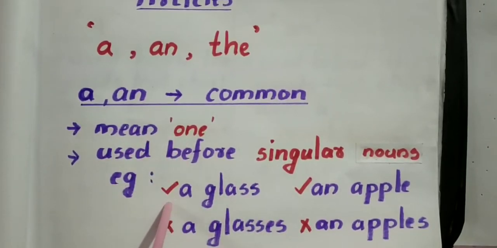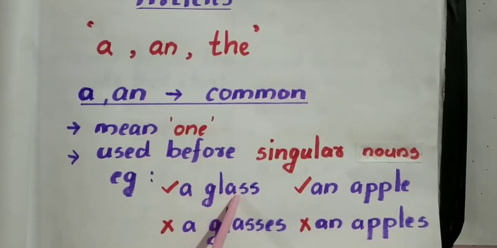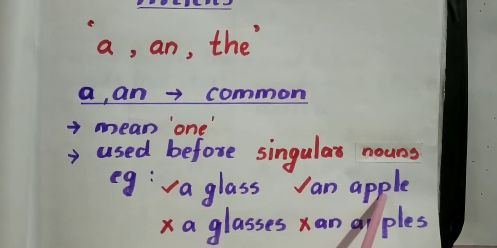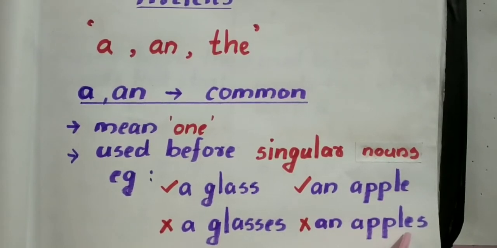For example, a glass. Glass is a singular noun. It is one, so we use a. A glasses is wrong because glasses is a plural noun, so we won't use a with a plural noun. A is used with singular nouns only. Likewise, an apple. It means one apple. An apples is wrong because apples is a plural noun.